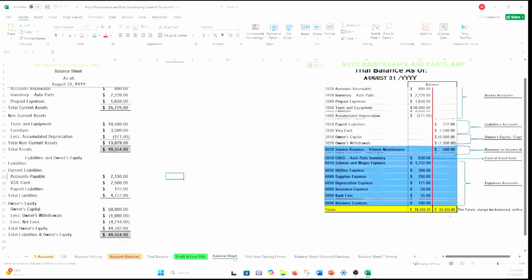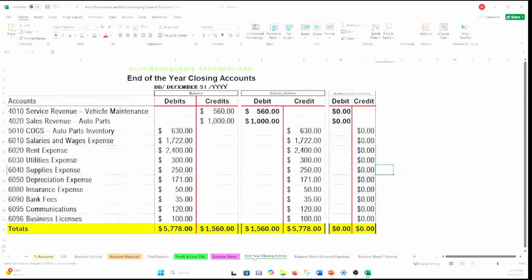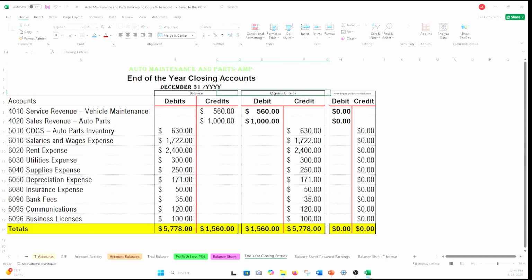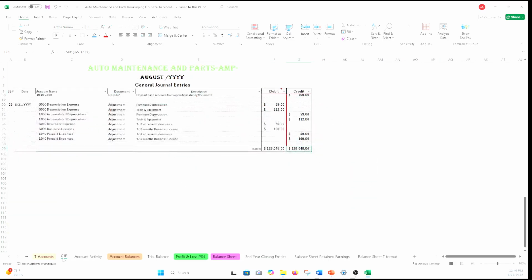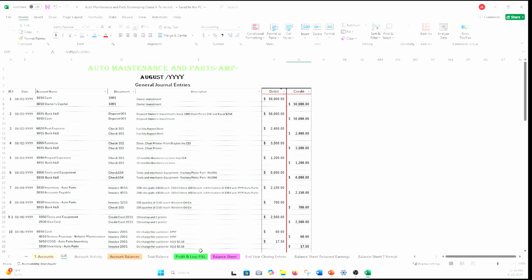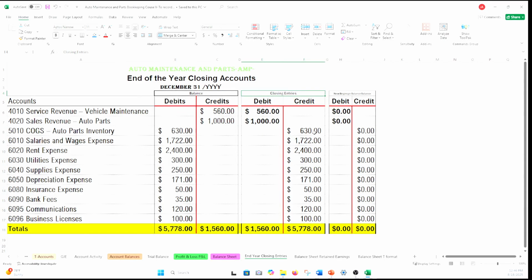So let's do the exercise here. If these are our balances as of December 31st, since we don't have any other activity, we have to do the closing entries. To do the closing entries, you have to do general entries, like we did here, using this format or a format like this as an example. So you have to create them one by one.